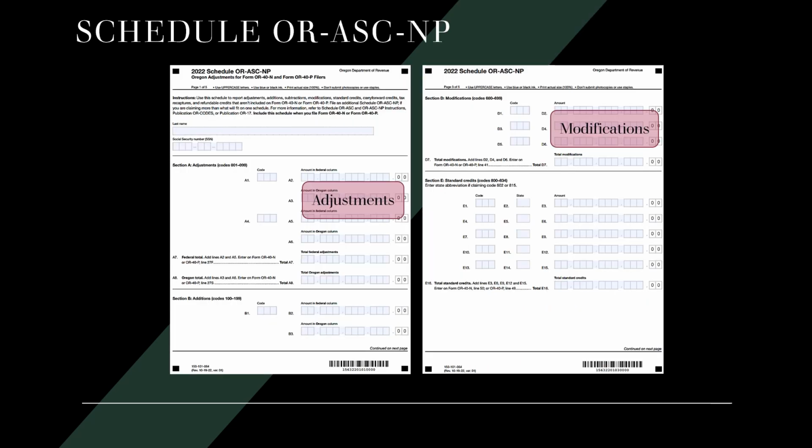And non-residents and part year residents have their own version of the Oregon ASC, Oregon ASC-NP. The whole schedule is not depicted here, just the two new sections that are not shared with the full year return, adjustments and modifications.